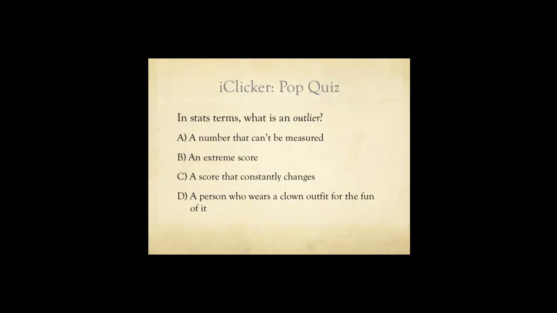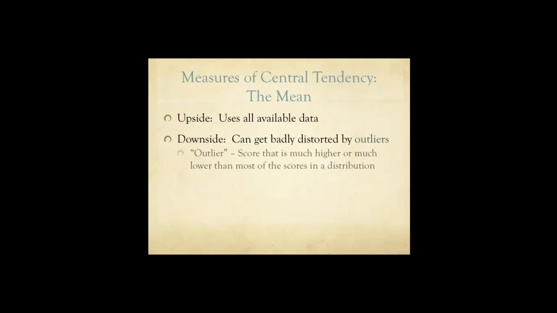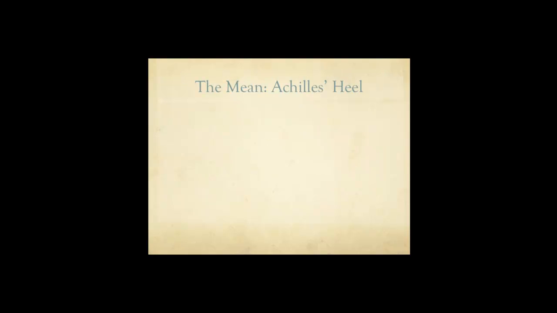An outlier is an extreme score. In other words, an outlier is a score that is much higher or much lower than most of the scores in a distribution, and it causes major problems for the mean. To give you a better sense of that, let's look at something where you often have outliers, home prices. In particular, we can take a look at Los Angeles.